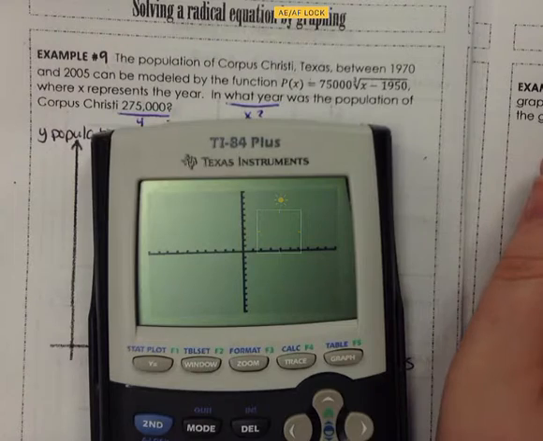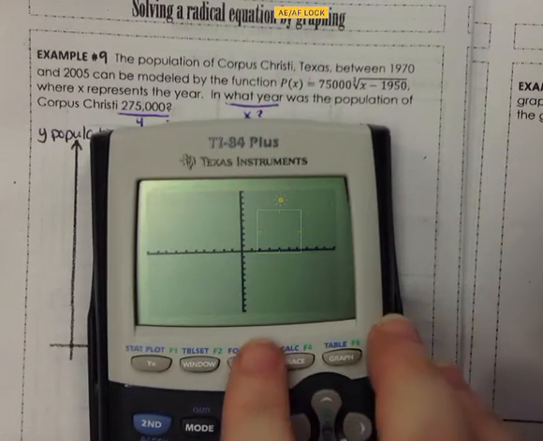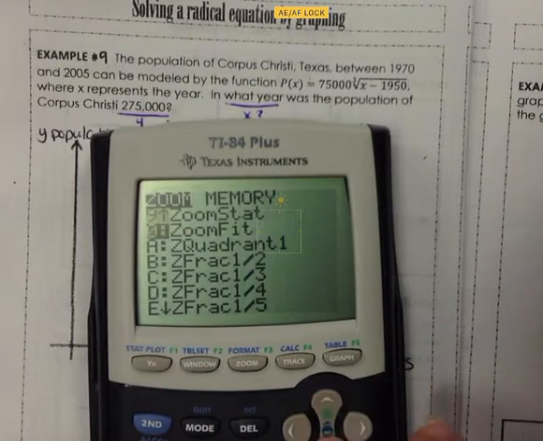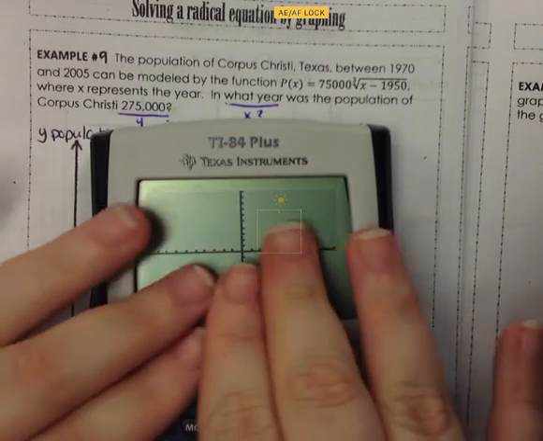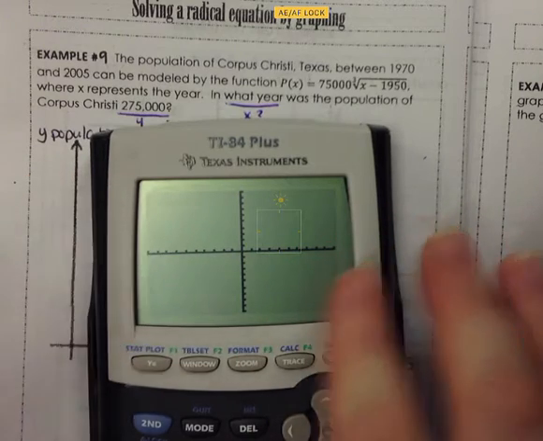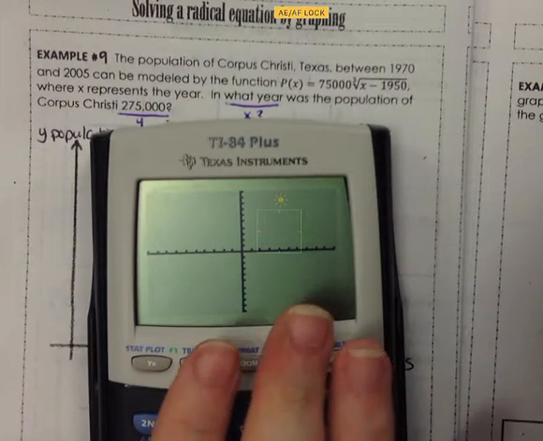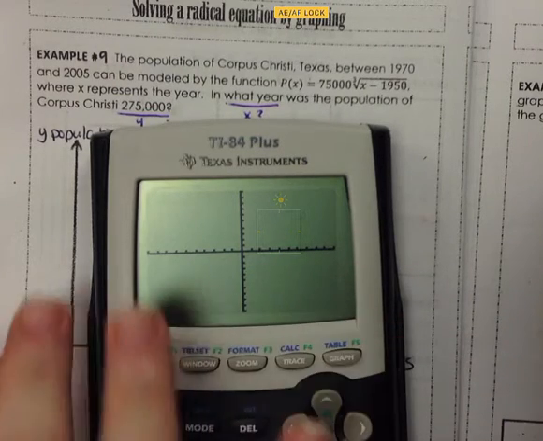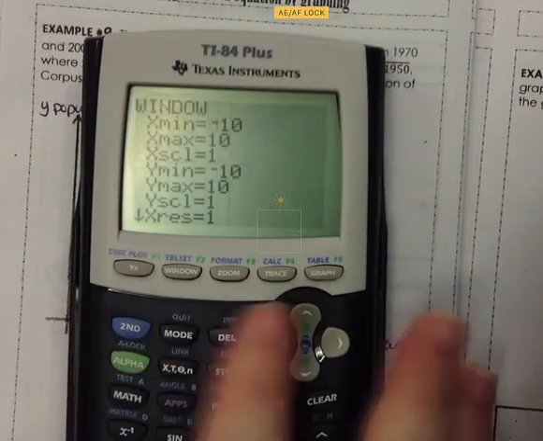Still loading, but it never shows anything because I have such large numbers. Now, zoom fit would fit the graph, but it will distort your graph. This is already rectangular, so it's already pushing it sideways more, so it's already kind of distorting it. So instead of using zoom fit, we actually want to see the graph in our window. So we're actually going to change our window.